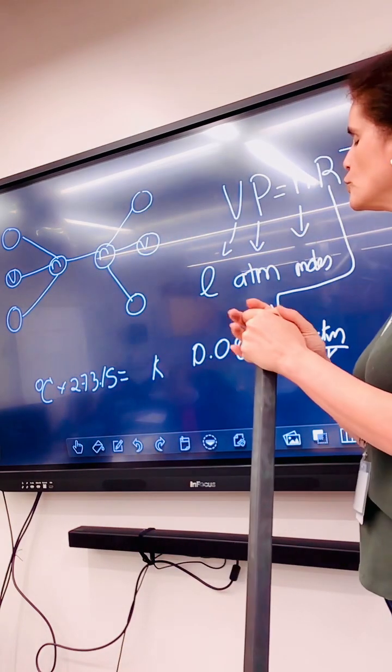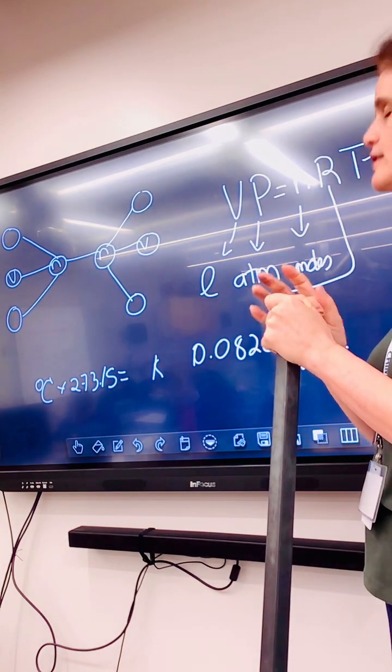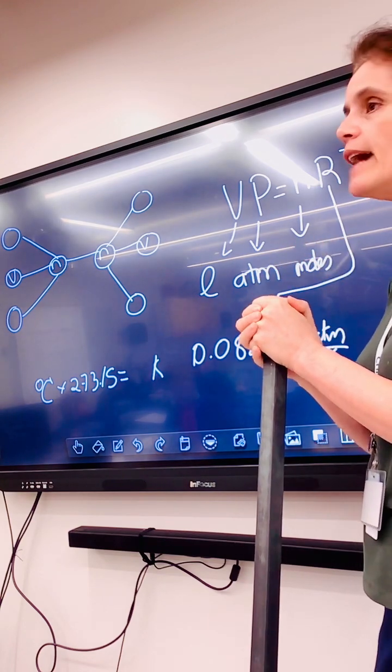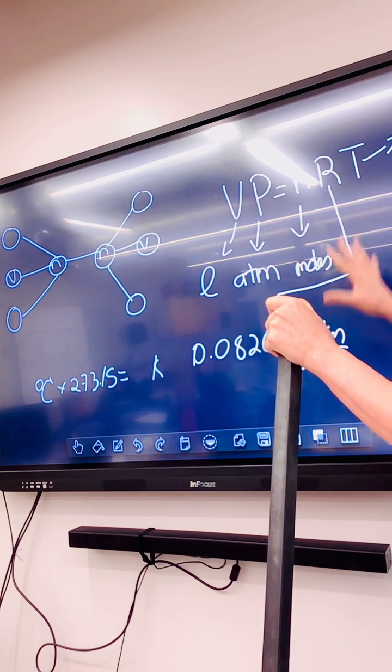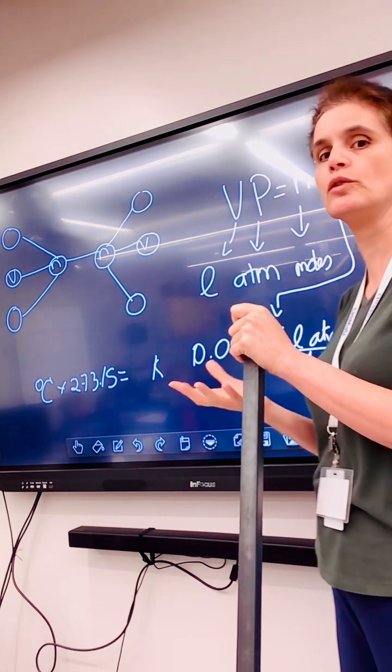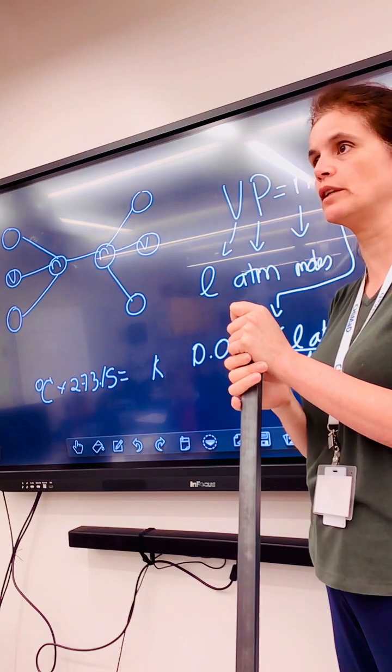Degree C plus 273.15 is Kelvin. It's not degree Kelvin, it's Kelvin. So you will have to convert, because before you plug anything in here, it has to be in those units. It has to be in those units.